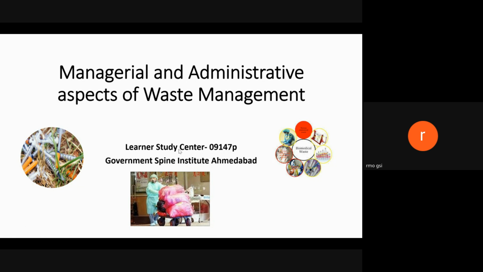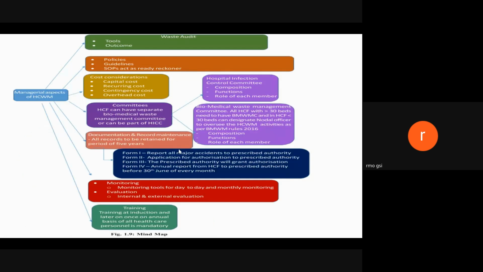So, the managerial aspect of healthcare waste management: you have to conduct an audit, and you have to use various tools to find out from where this waste is generated, the quantity, the type, the category, and what the methods are to reduce it. Again, I'm focusing on the reduction of the waste.